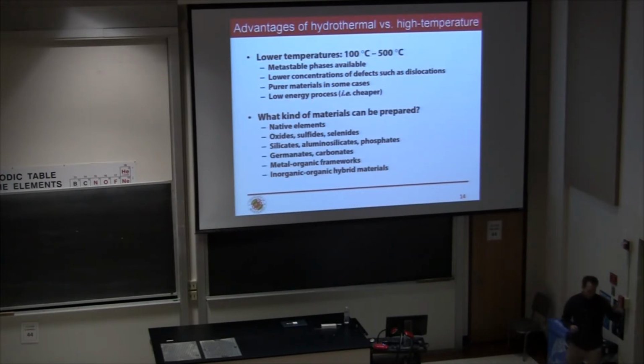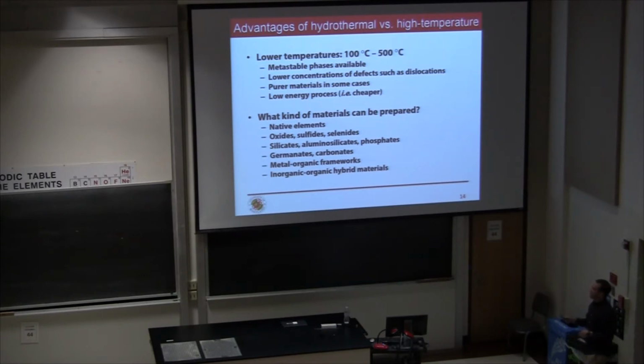So these are just some broad strokes, advantages and disadvantages. The one really big advantage is that it's low temperature. For a lot of the stuff that we do in our lab, because we're using Teflon liners, we're limited to below 300 C. So the equipment we need is very, very simple, more or less.